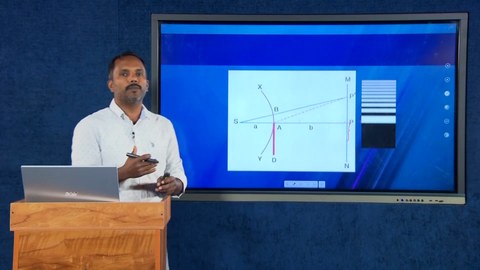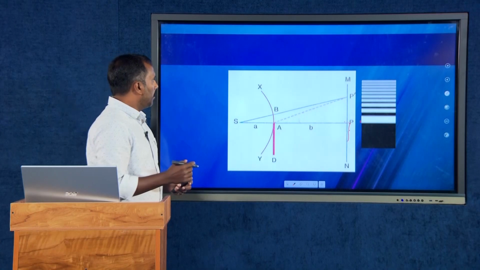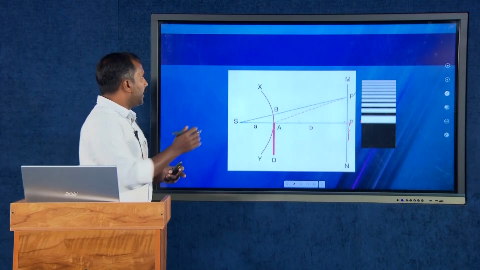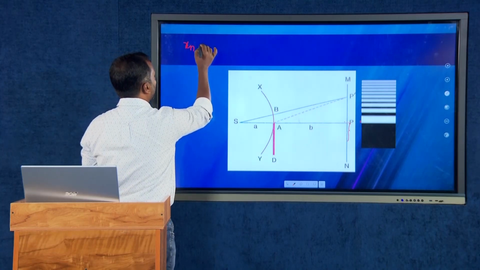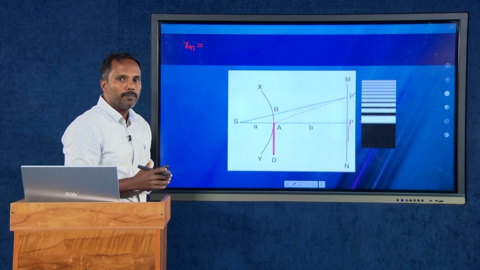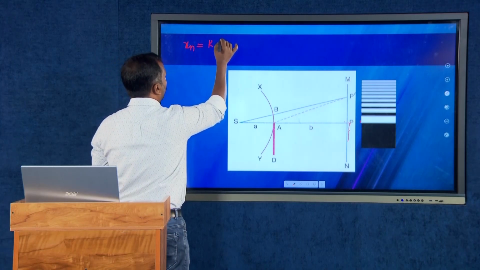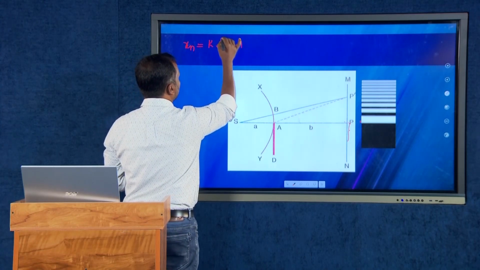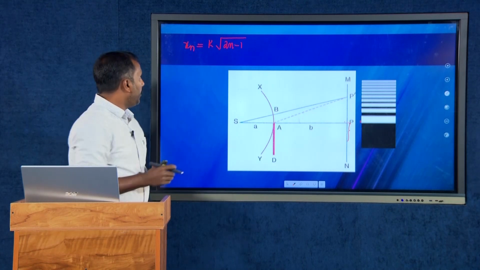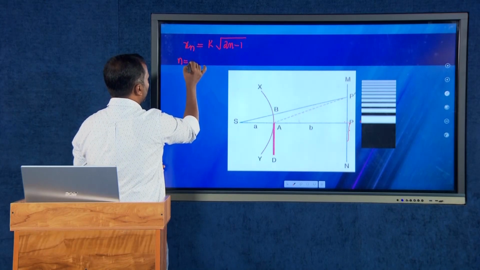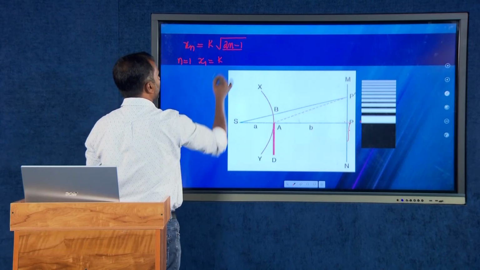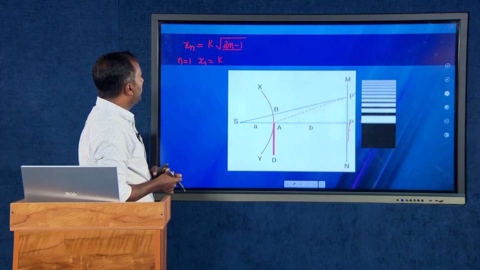the positions of these maxima and minima are. For example, xn is supposed to be the position of the nth maximum intensity region or nth maxima. So that is equal to k into root of (2n minus 1). We have discussed it. Here k is the constant. If I take n equal to 1, then we will have x1 equal to k, since 2n minus 1 will be 1.